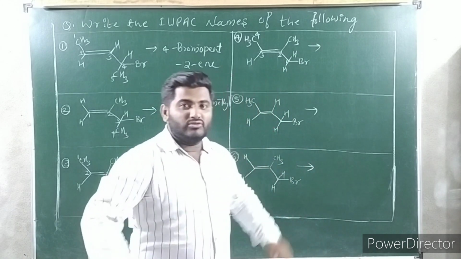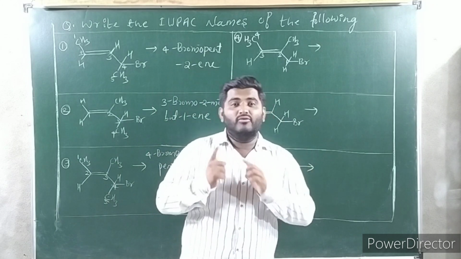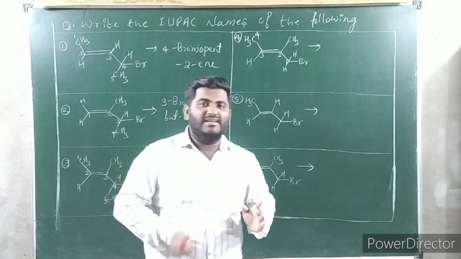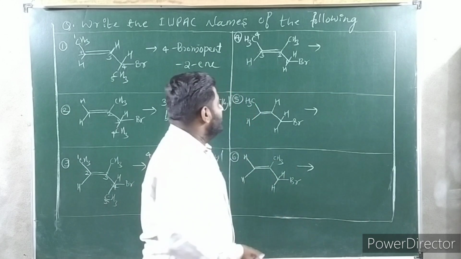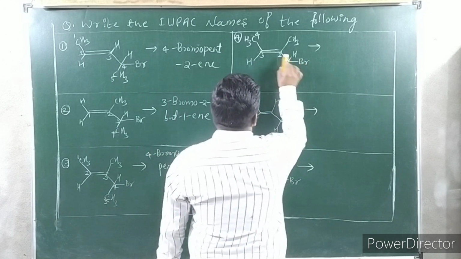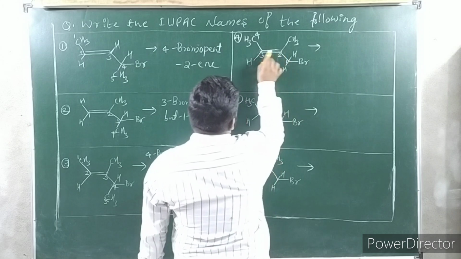Getting my point? In both cases you are getting equivalent position. Then in which position more substituents are there? That is the preferred position. Getting my point? Yes. So what is that? 1 bromo, 2 methyl.